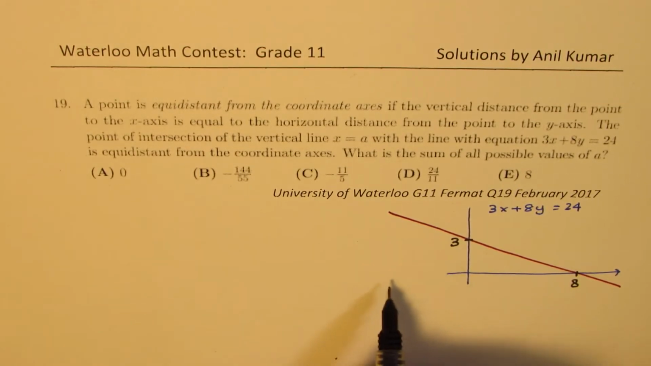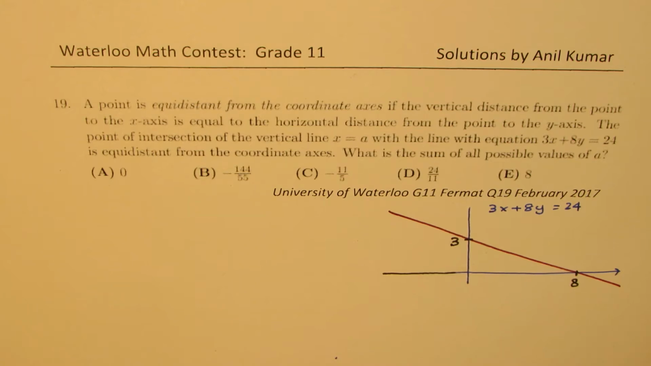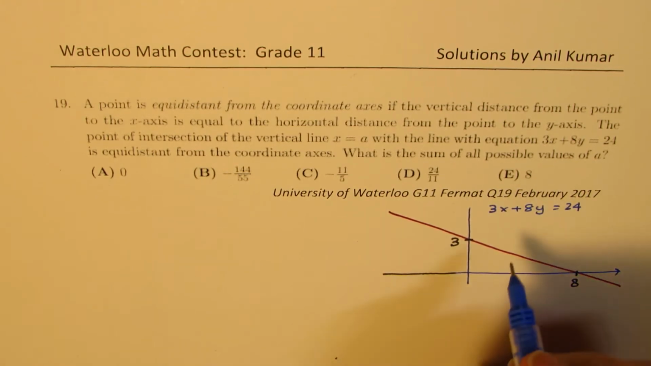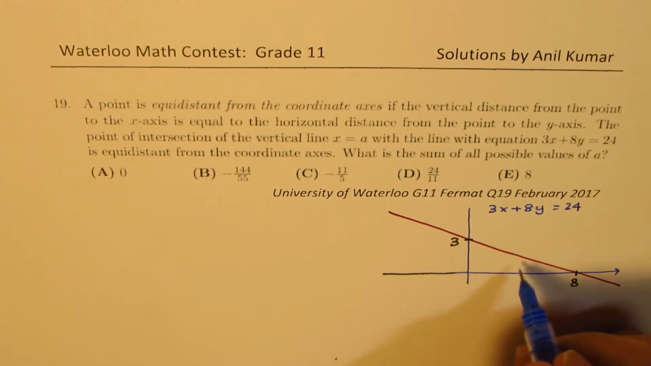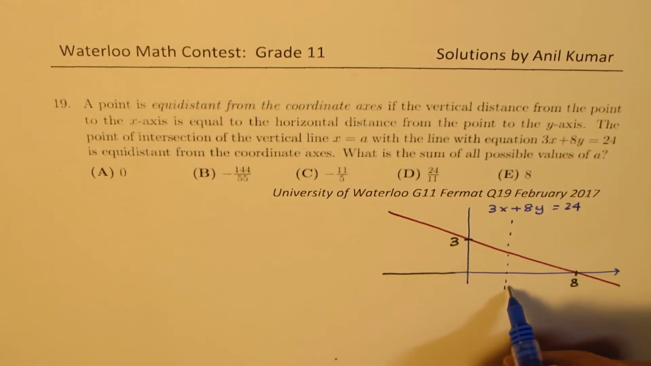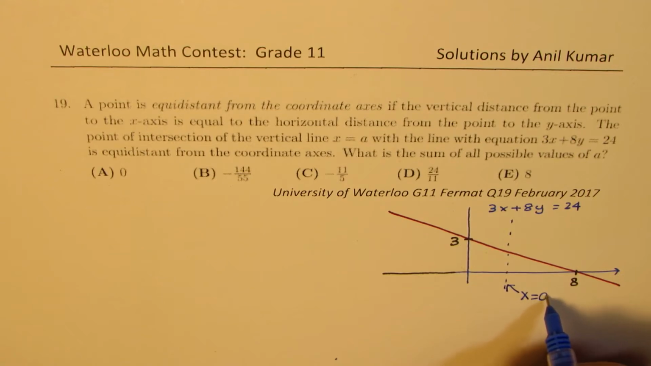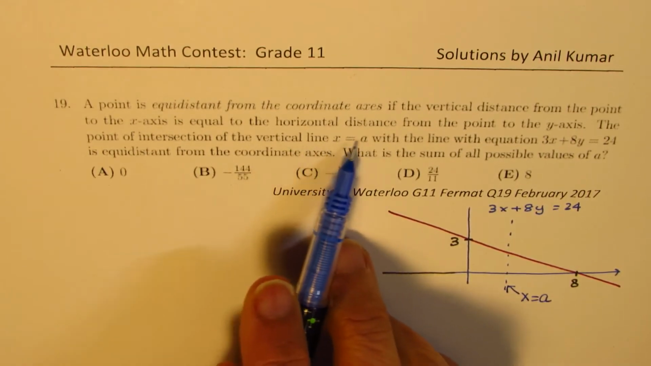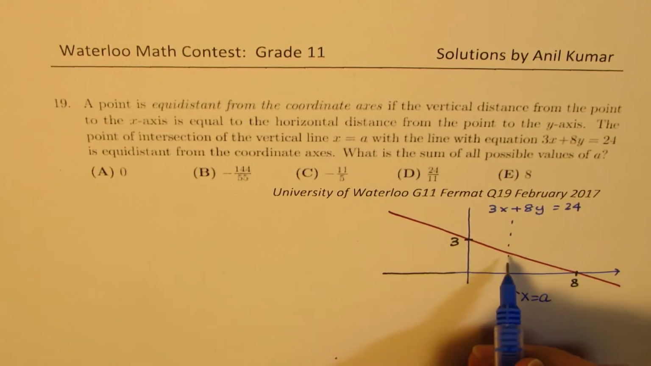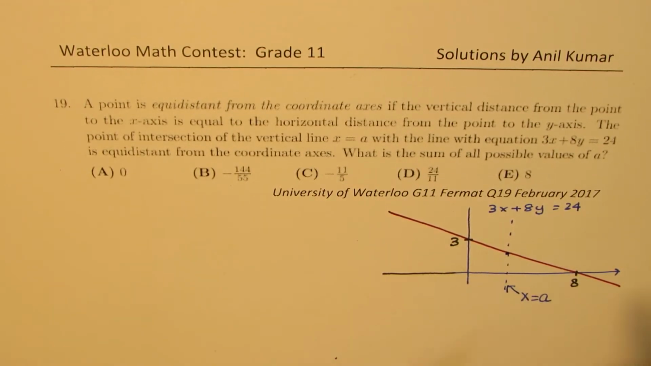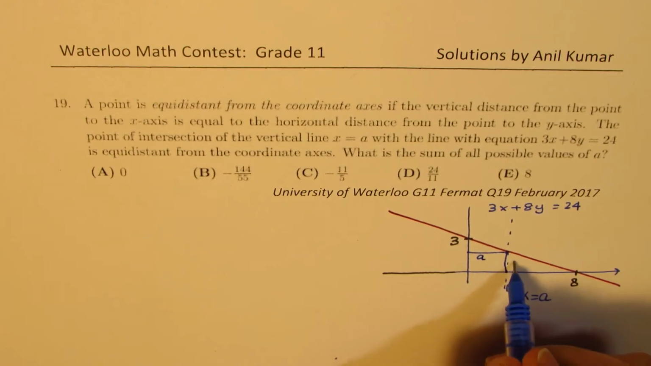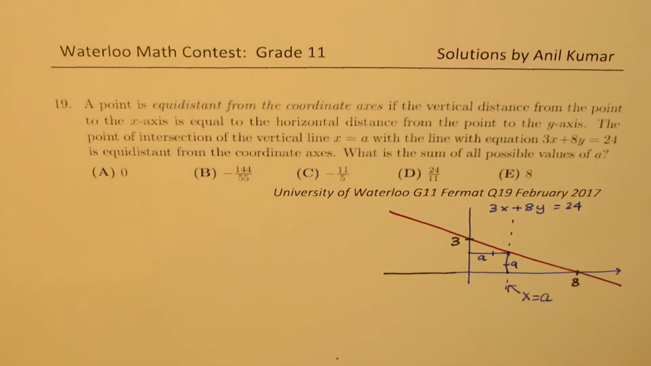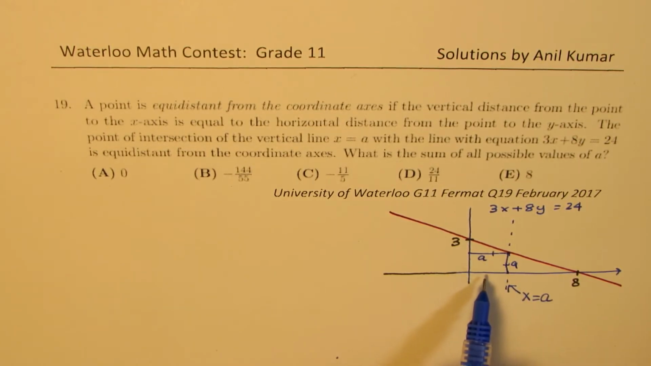The question really is that if we have a vertical line, we are trying to figure out the same distance. Let's say this is your vertical line, and this vertical line is x equals a. And we are saying that a point on this line is the same distance from both axes. So that means this is a and that is also a. These distances are the same. We need to figure out how many such a's are possible.